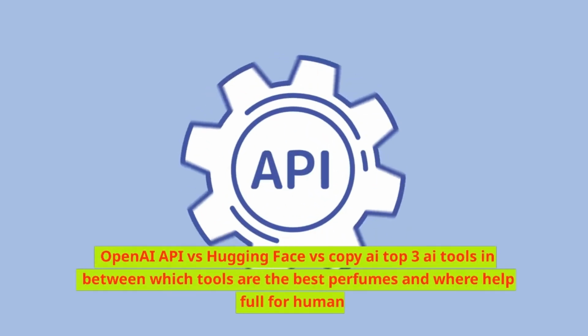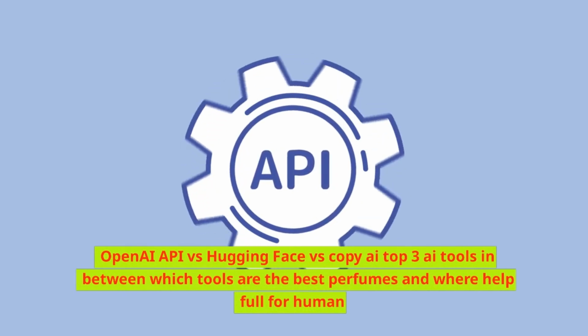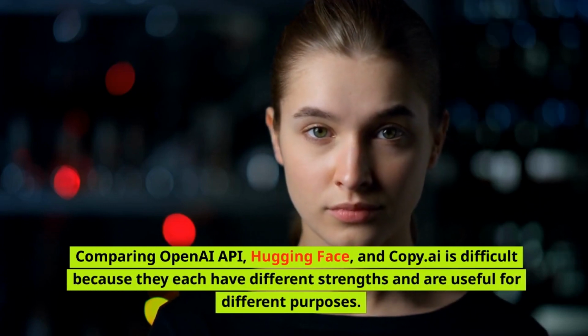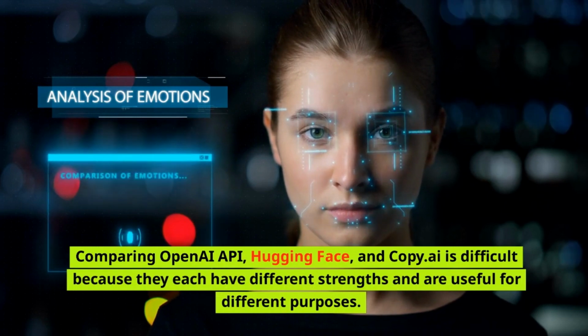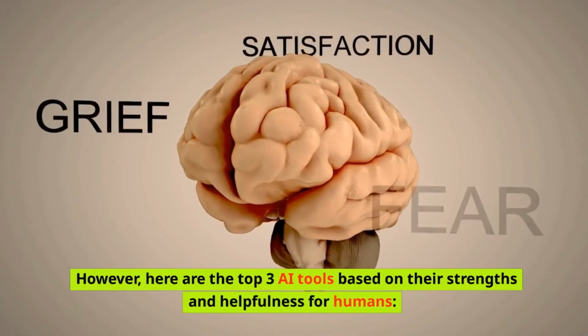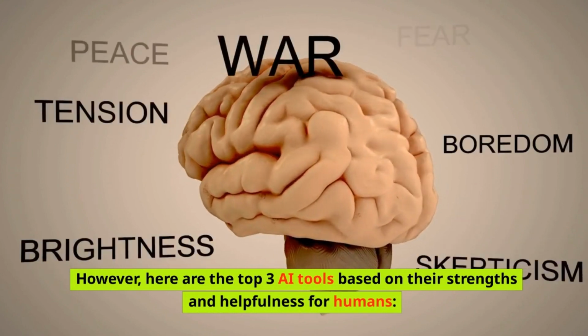OpenAI API versus Hugging Face versus Copy.ai. Top 3 AI tools in between. Which tools are the best and most helpful for humans? Comparing OpenAI API, Hugging Face, and Copy.ai is difficult because they each have different strengths and are useful for different purposes. However, here are the top 3 AI tools based on their strengths and helpfulness for humans.